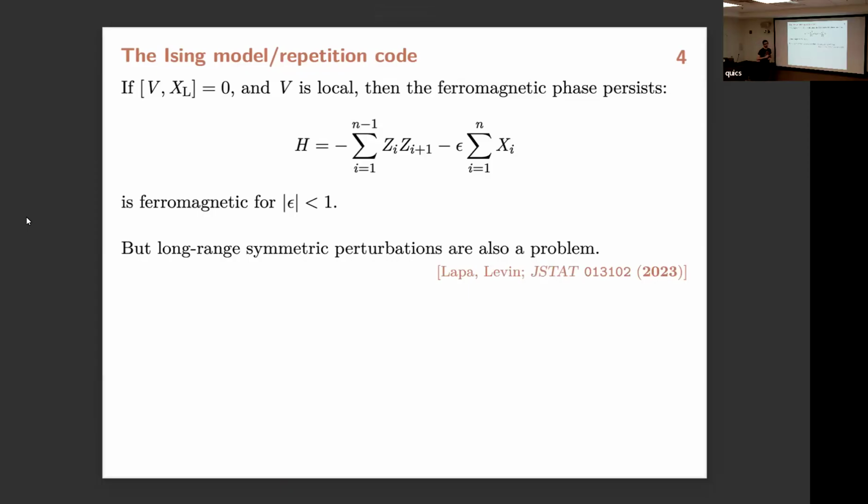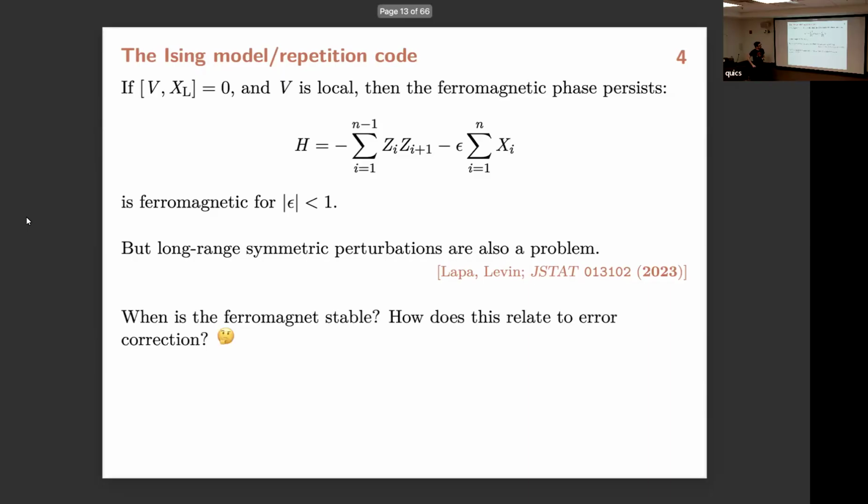Long-range symmetric perturbations can still destroy this phase. For example, if we added epsilon over n times the sum over all Z_i Z_j terms, if you choose signs cleverly on those Z_i Z_j's, you will destroy this phase of matter for arbitrarily small values of epsilon. So unfortunately, this classical code is not even robust against symmetric perturbations if they have the right character.